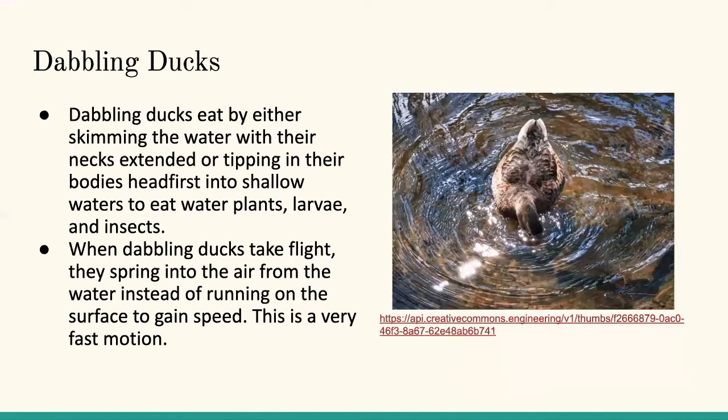Dabbling ducks eat by either skimming the water with their necks extended or tipping their bodies headfirst into shallow waters to eat water plants, larvae, and insects. When dabbling ducks take flight, they spring into the air from the water instead of running on the surface to gain speed. This is a very fast motion. Here's a dabbling duck in the water. You can see he's just extending his neck and having a look about what to eat, perhaps looking for some water plants, larvae, or insects.